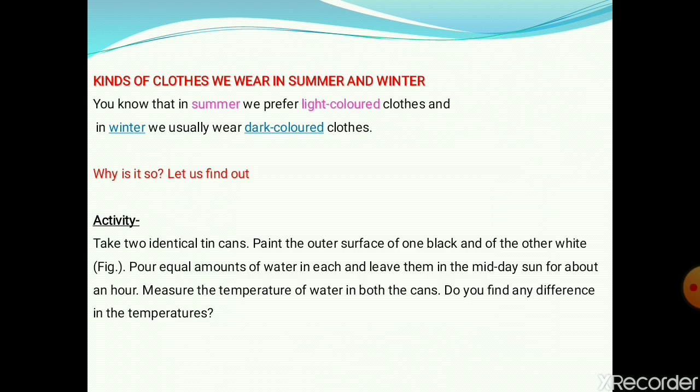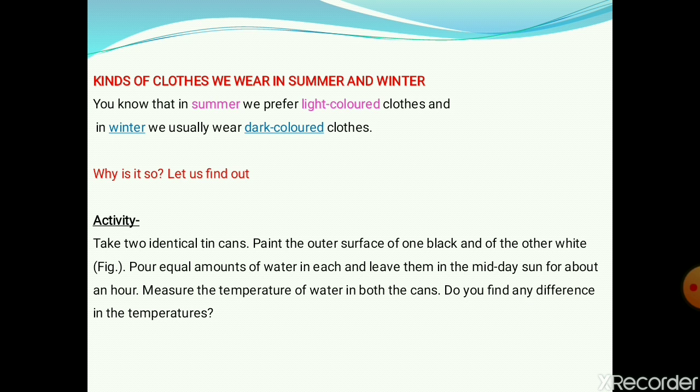Kinds of clothes we wear in summer and winter. You know that in summer we prefer light colored clothes and in winter we usually wear dark colored clothes. Why is it so? Let us find out.